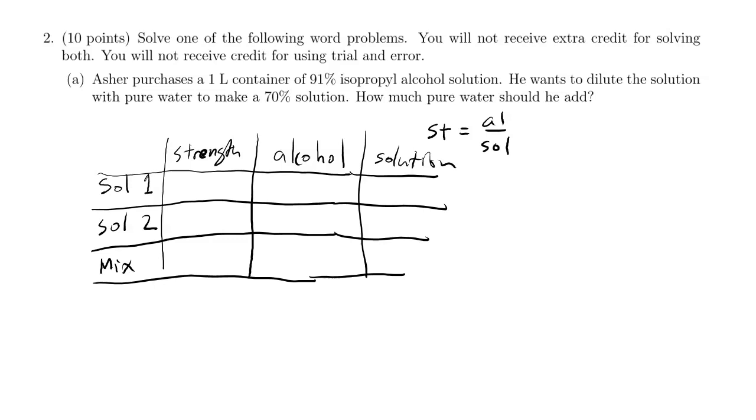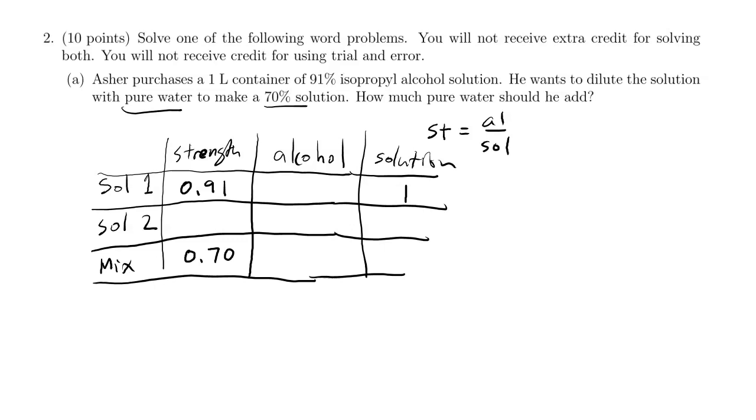Okay, so the first thing I see is that Asher purchases a 1 liter container of 91% isopropyl alcohol solution. So what you have here is that the strength is 0.91 and the solution is 1. And he wants to add pure water to make a 70% solution. So your goal for your mixture is 70%.